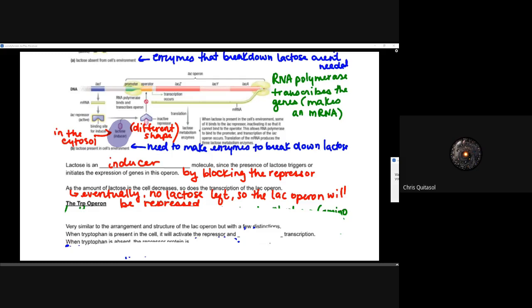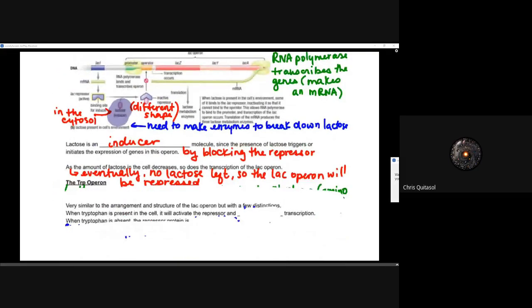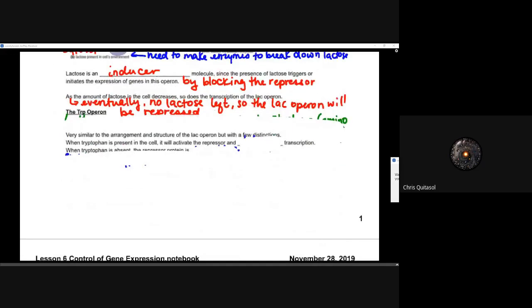So this is one method with which we call negative feedback loops, in that anytime there is an absence of something, we reproduce less of the enzymes responsible for breaking down that something. And once that something, in this case lactose, is present en masse, it helps to promote the transcription of the necessary genes in order to break down that molecule. So that's one way that we can use negative feedback loops to control gene expression. The next one we will look at is the trp operon.